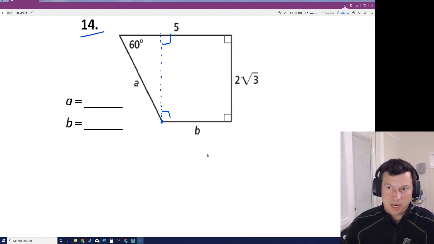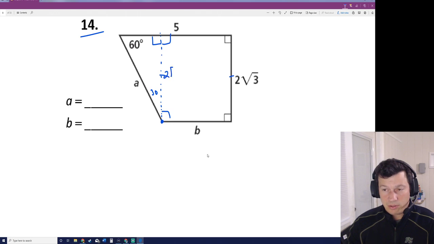All right. So now I actually made myself a 30, 60, 90 special right triangle, right? Now I don't have any sides yet, but because this is a rectangle, and we know rectangles have opposite sides congruent, if that's 2 root 3, then this is also 2 root 3. And I should label my sides. Across from my 30 is S, across from my 60 is S root 3, and across from my 90 is 2S.